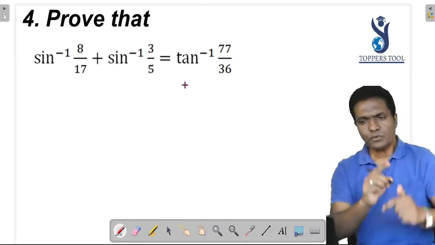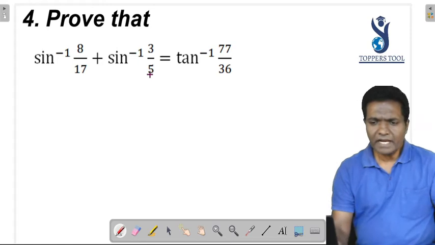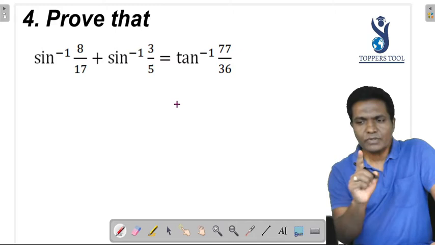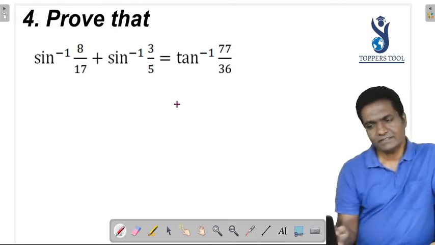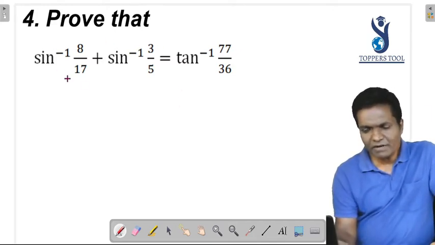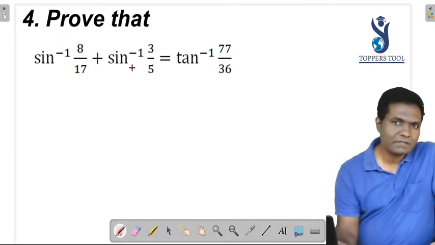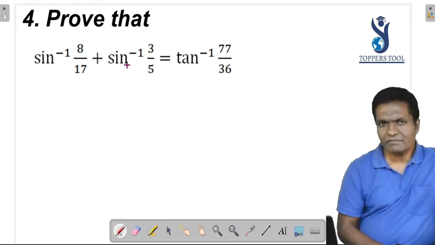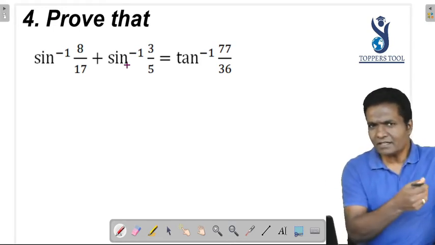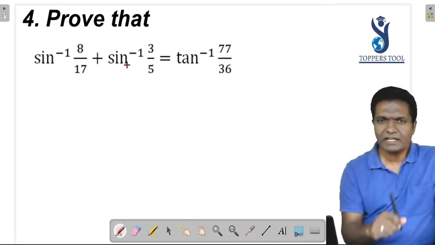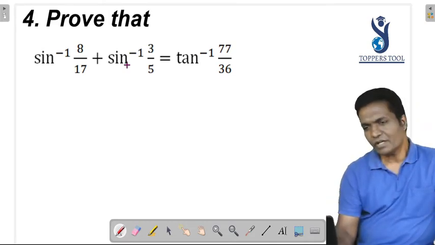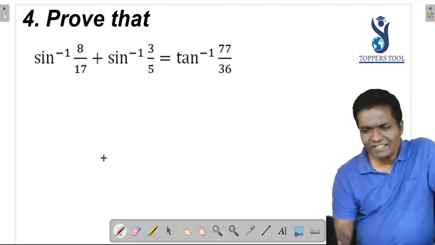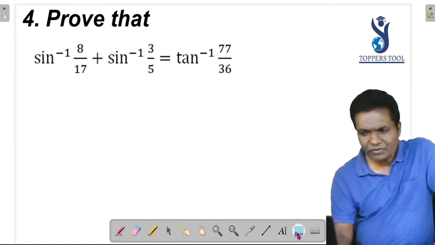Prove that sine inverse of 8 by 17 plus sine inverse of 3 by 4 equals tan inverse of 77 by 36. Okay, so it is easier if you convert it to tan inverse first. There are different techniques to convert to tan inverse. One of them, which I prefer, is drawing a right angle triangle, finding the remaining side and taking tan. Okay, so consider LHS, the left hand side.